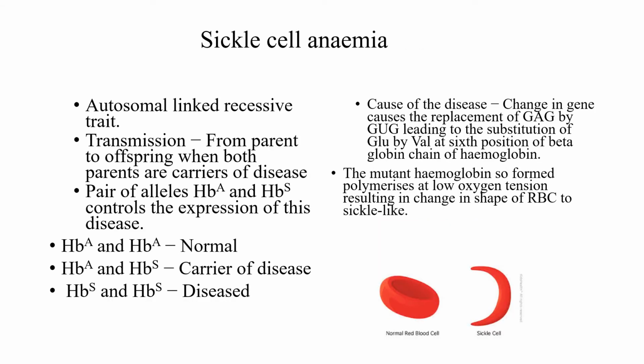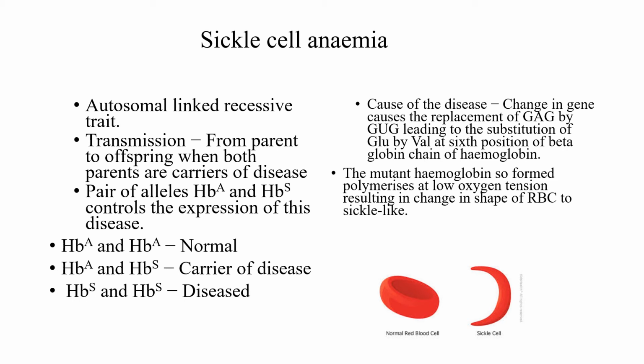Sickle cell anemia. This diagram shows the normal red blood cell shape, biconcave, but when affected, it becomes sickle in shape. So this disease is known as sickle cell anemia. It is an autosomal linked recessive trait. Transmission from parent to offspring occurs when both parents are carriers of the disease.